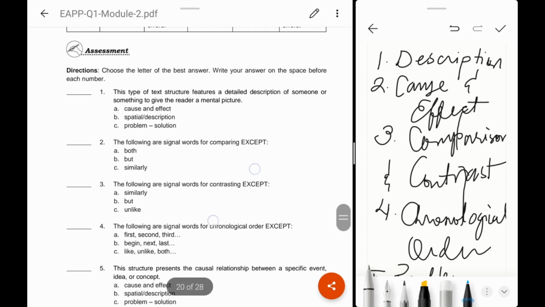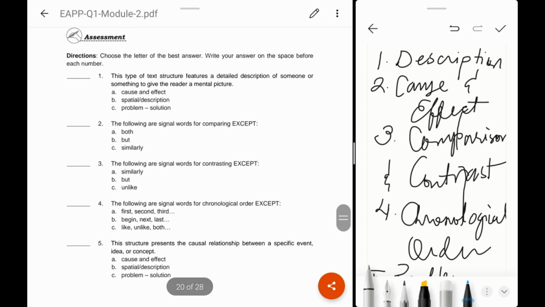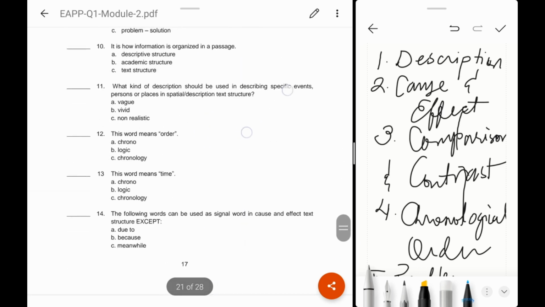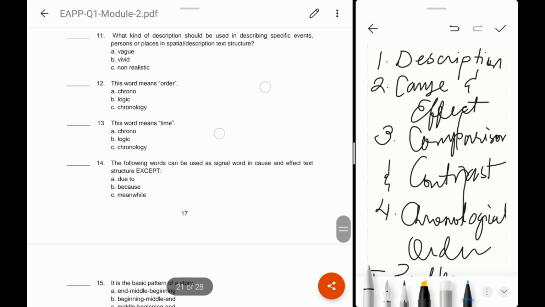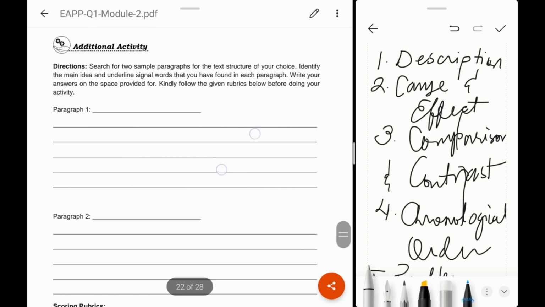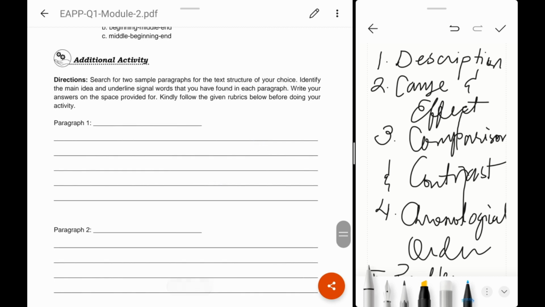Okay, and for assessment, guys, all you have to do is to answer these 15 items, multiple choice, on your paper. Kindly write their assessment 1 to 15, and then write only the letter of your answer. And then for our additional activity, search 2 sample paragraphs for the text structure of your choice. Identify the main idea and underline the signal words that you have found in each paragraph. Write your answers on the space provided. Kindly follow the given rubrics below before doing your activity.